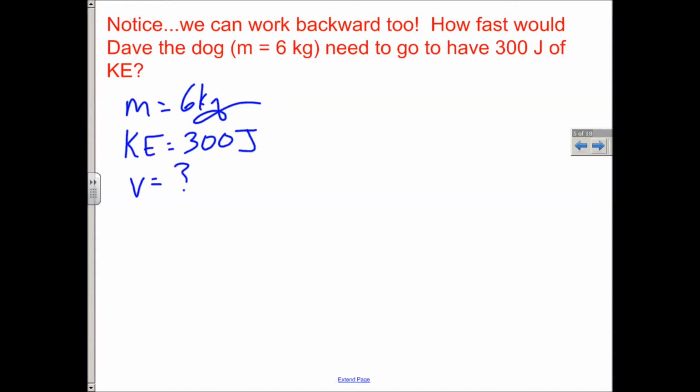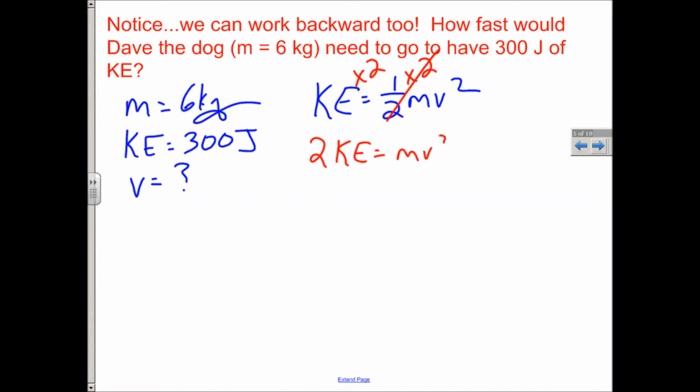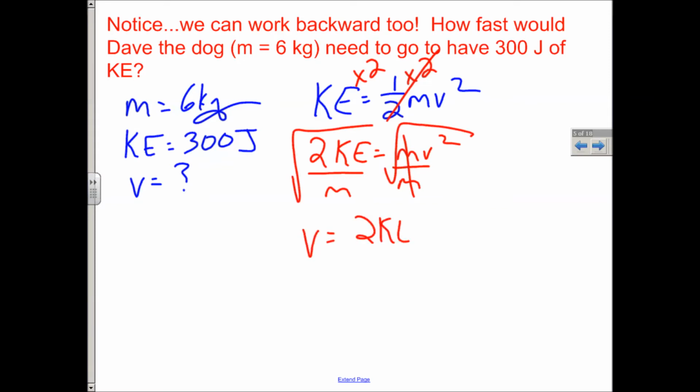Right? So we've got to do a little bit of algebra. KE equals 1/2 mv squared. We could just plug our numbers in and solve for v, but this is going to come up fairly often. So let's do the algebra now. We're going to multiply both sides by 2 to get rid of the 1/2. So you get 2KE equals mv squared. Trying to get v by itself, right? So we're going to divide by m. Right? And then take the square root of both sides. So you get v equals the square root of 2KE over m.